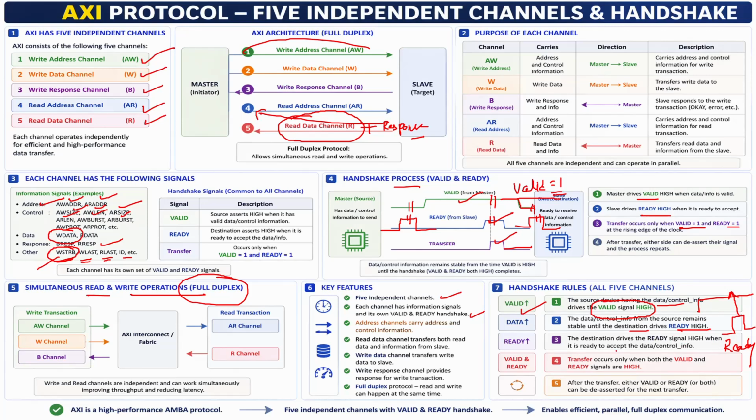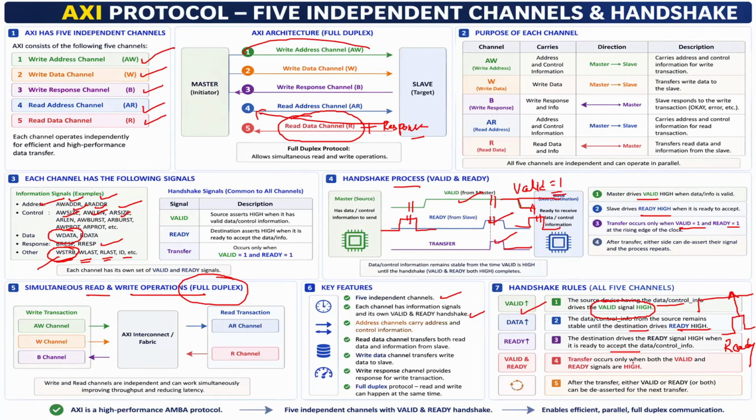When it is ready to accept the control information or data information. Control information means burst length, size, and all these things. And then data information means address and write data, all these things.